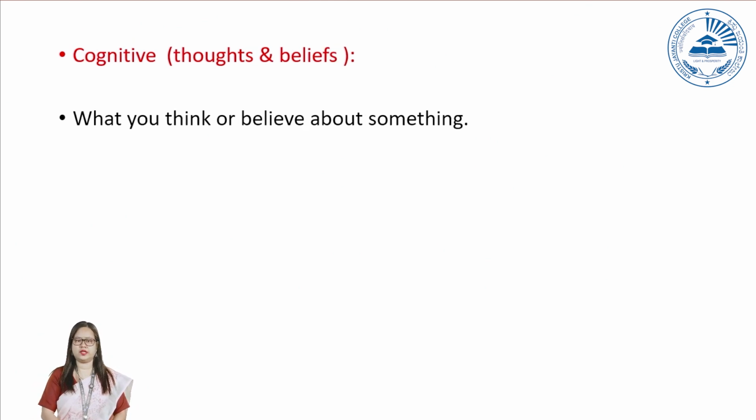Next is the cognitive component, which is our thoughts and beliefs. So what you think or believe about something. For example, that chocolate is a great stress reliever, or that waking up early improves productivity. Our beliefs shape our attitudes, even if they are not always based on facts.